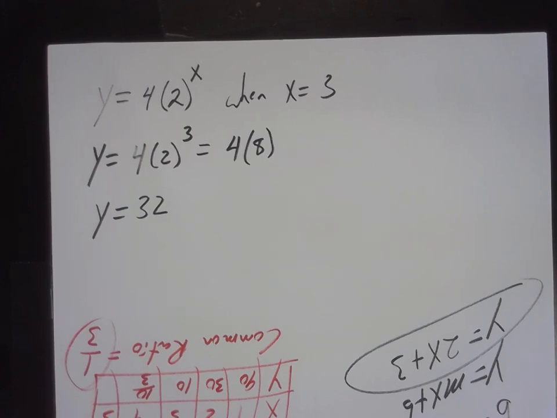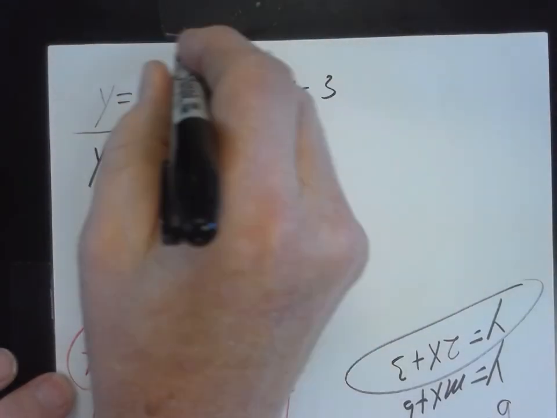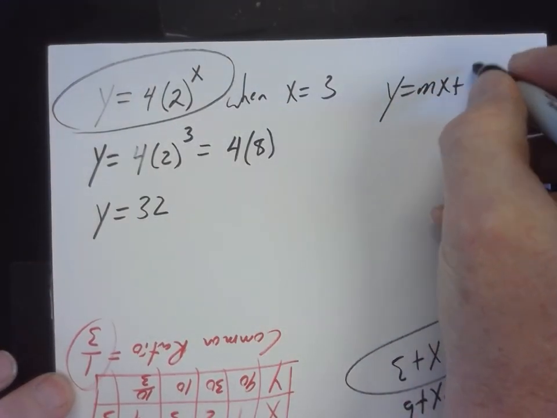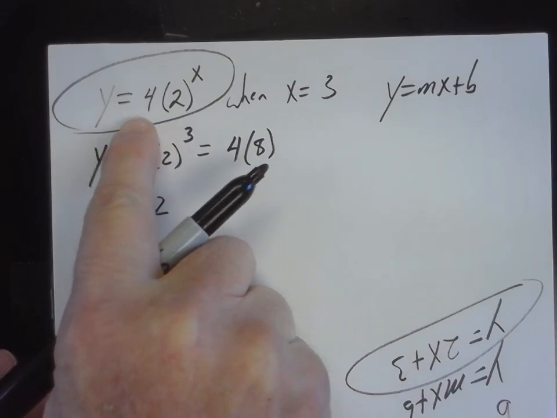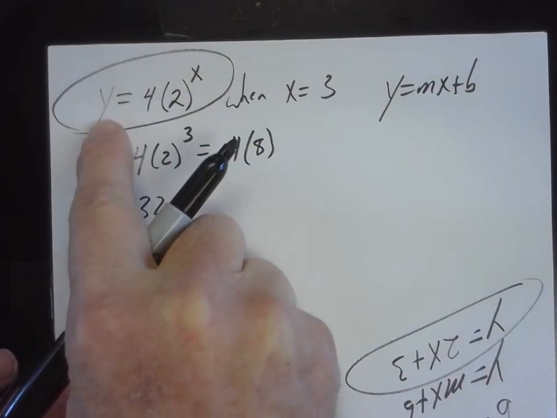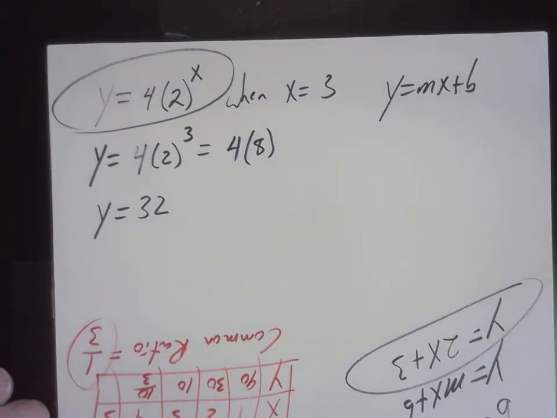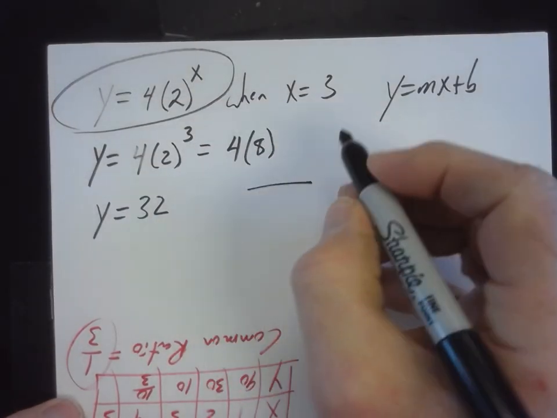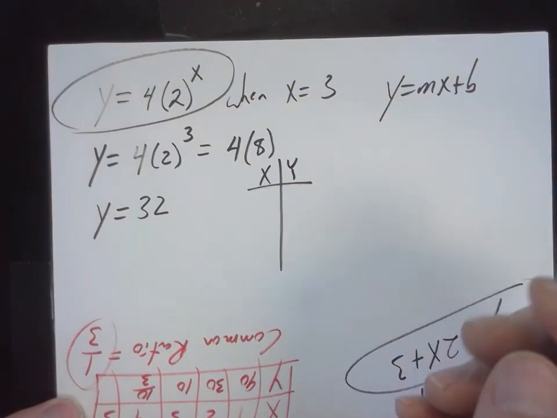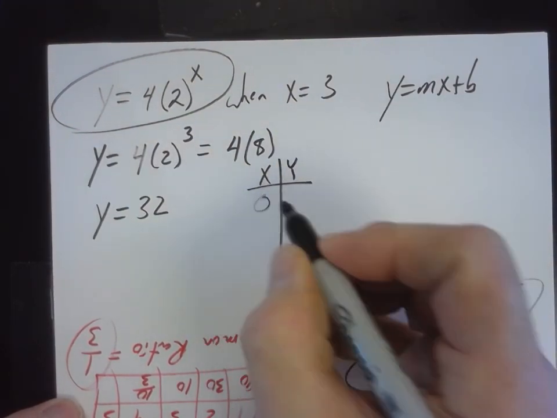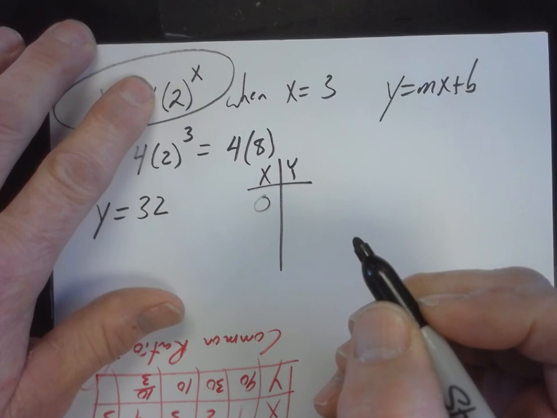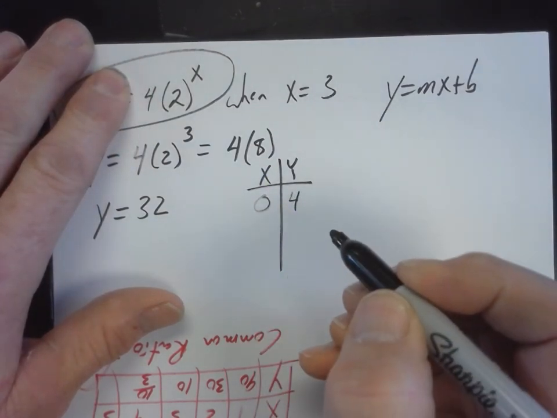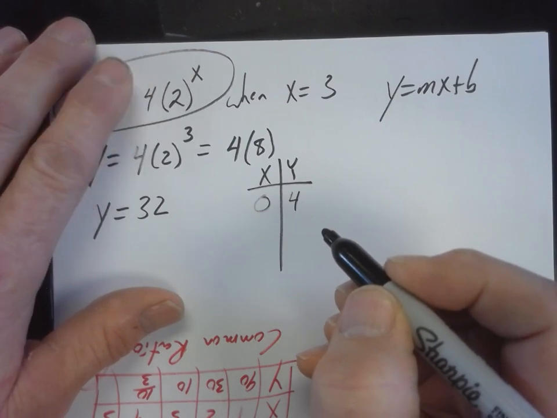So this is what an exponential function looks like. Looks quite a bit different than y equals mx plus b, but kind of similar. We still got an x and a y, don't we? If I make a table for this one, when x is 0, what's 2 to the 0? 1 times 4 is 4. Let's put a 4 in.